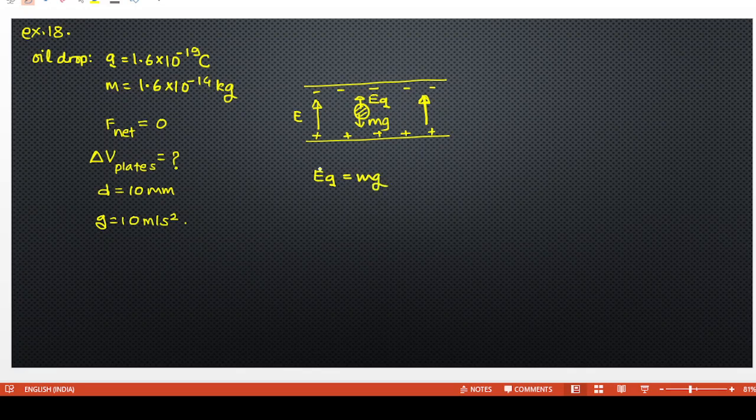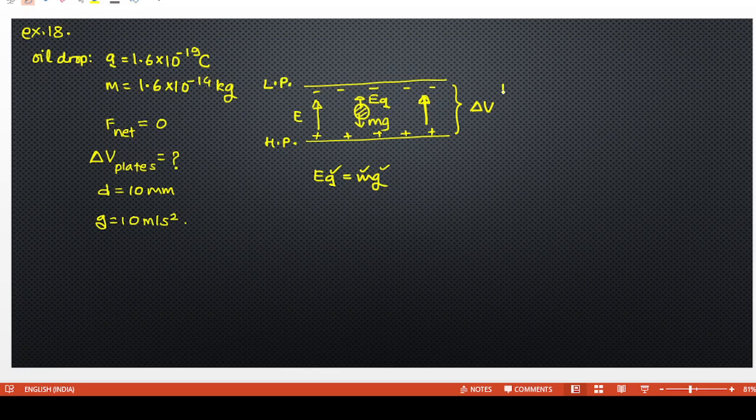Now we are not asked the electric field. See, we are given charge, mass and acceleration due to gravity, but we are not asked this electric field. What is asked? The potential difference. Now we have to figure out what is the potential difference between these two plates. Let us assume the potential difference between these two plates is delta V. We know the direction of electric field is always from higher potential to lower potential. So this plate will be at higher potential, this plate will be at lower potential.